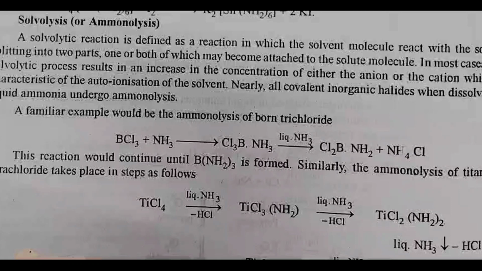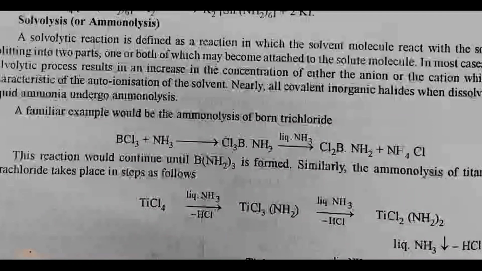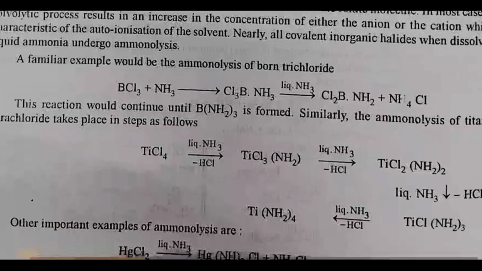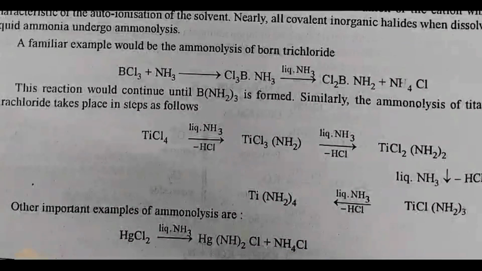Nearly all the inorganic halides, when dissolved in liquid ammonia, undergo ammonolysis. A familiar example would be the ammonolysis of boron trichloride. BCl3 plus NH3 is equal to Cl3BNH3, which in presence of liquid ammonia gives Cl2BNH2 plus NH4Cl. This reaction would continue until B(NH2)3 is formed.